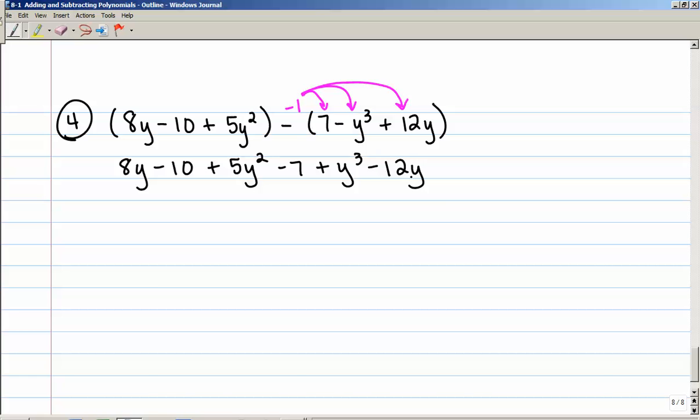And again, let's just combine like terms. I only have 1y cubed. I only have 1y squared. That's 5y squared. And I have an 8y minus 12y gives me a -4y. And -10 minus 7 is a -17.